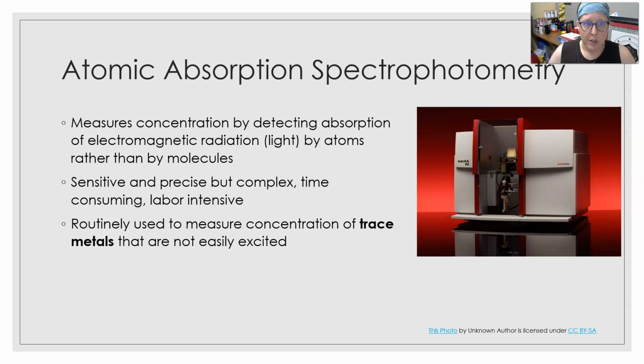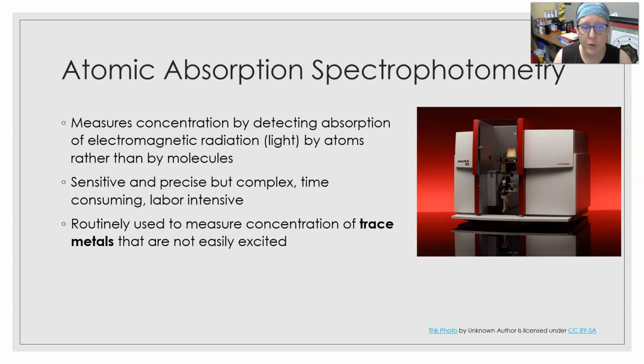So moving to atomic absorption spectrophotometry. It measures the concentration of an analyte by detecting the absorption of electromagnetic radiation, that's light, by atoms rather than by molecules. It is sensitive and precise, but it is complex, time-consuming, and labor-intensive, and that is why you won't see these in your average clinical lab, but they will be often used in reference labs.